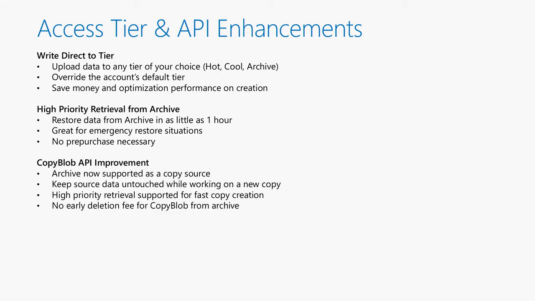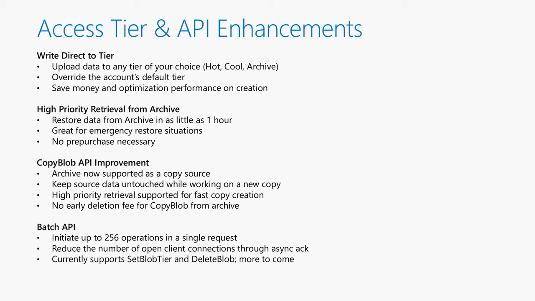Additionally, Copy Blob now supports archive as a source. You're able to make a copy of your data in archive to an online tier temporarily. And you're also able to specify that you want that copy at a high priority. And there's no early deletion fee for a Copy Blob from archive because your source data remains in archive, but you're making a temporary copy in an online tier.